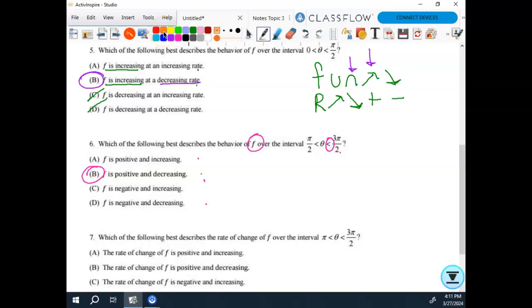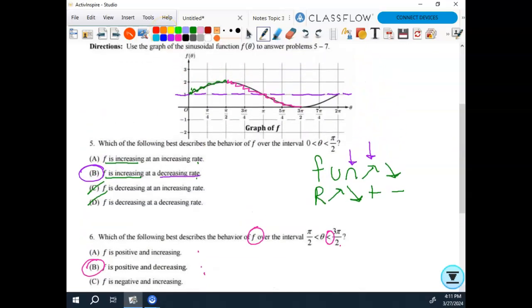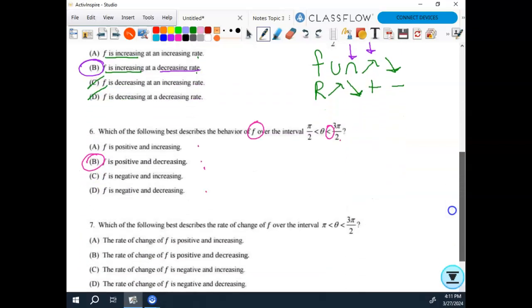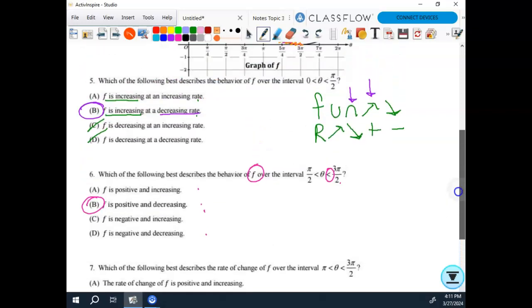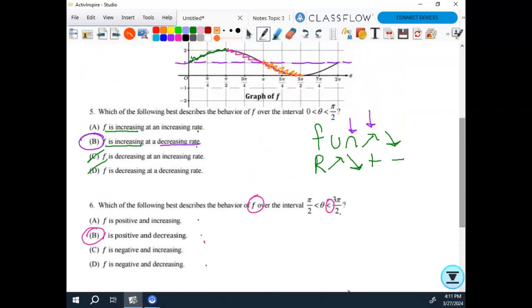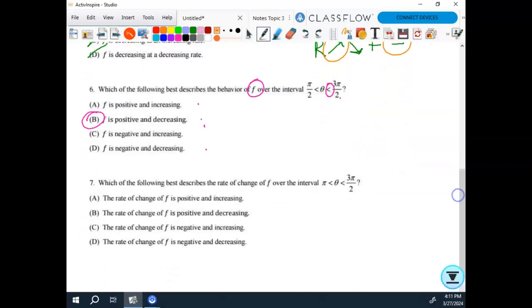Okay, then the last one, pi to 3 pi halves. That's just this part right here. And here we are talking about the rate of change. So to look at this one, this is concave up and decreasing. So the rate is increasing and negative. So increasing and negative is C.